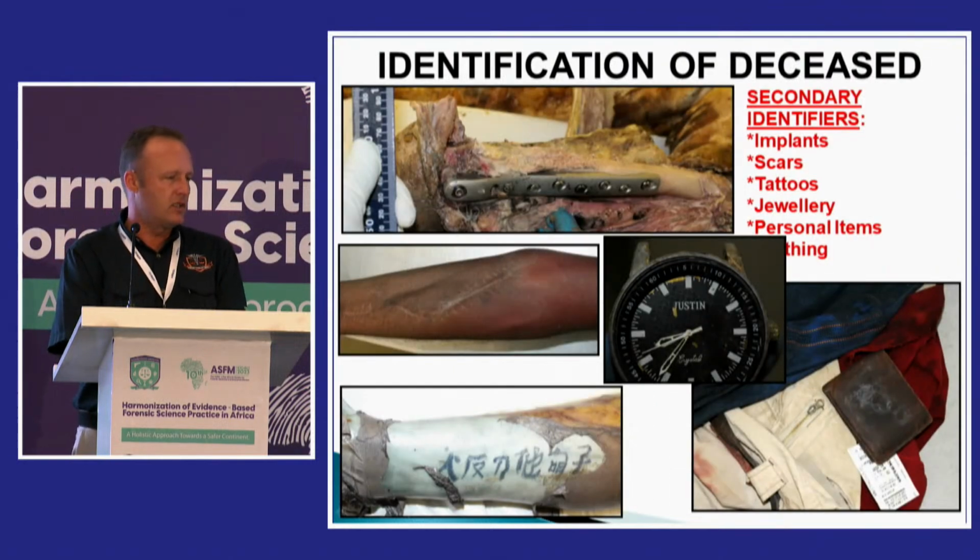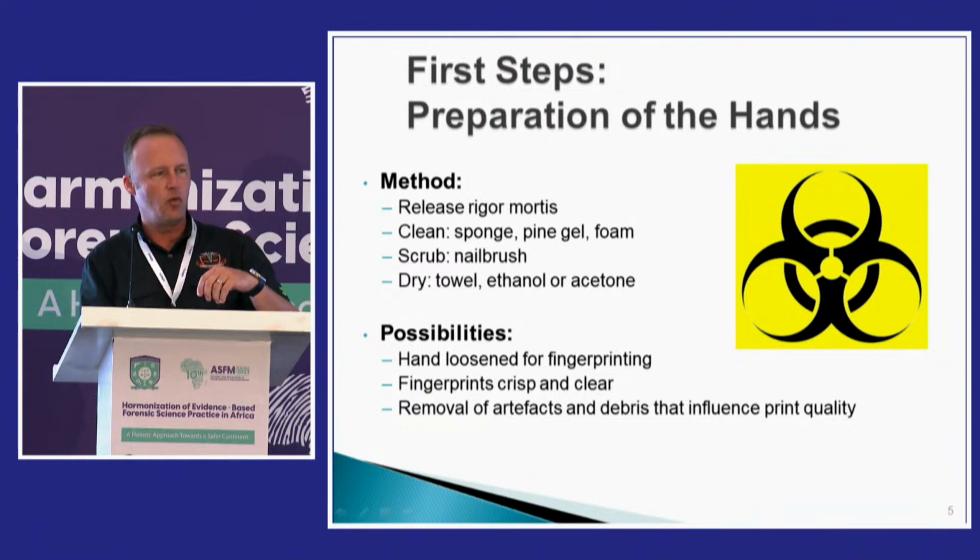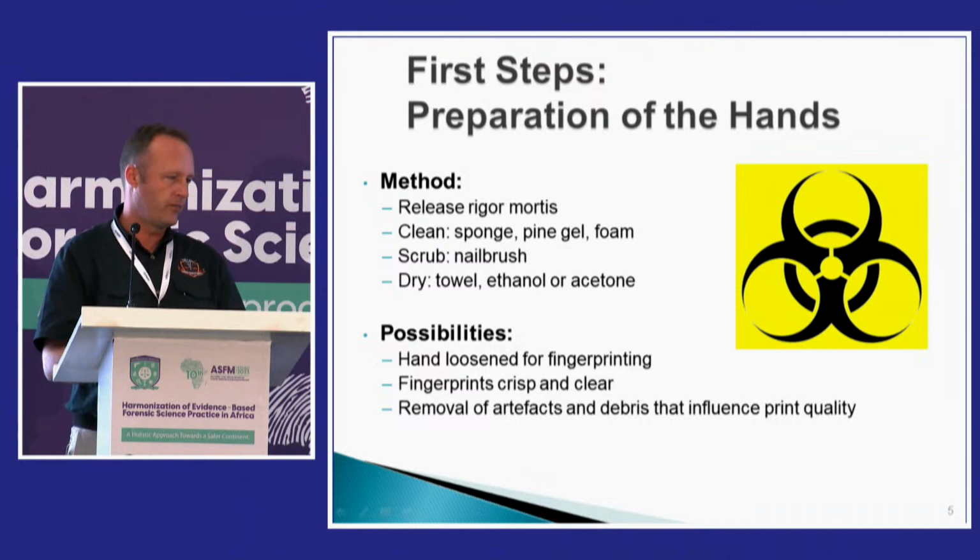Secondary identifiers are the implants, scars, tattoos, jewelry, personal items, and clothing. First steps when we start doing fingerprints on the deceased at facilities is obviously to release the rigor mortis and clean the fingers with a sponge, pine gel, and a nail brush, that nice one that's in the shower that you can clean your nails with. If you don't have one at the facility, take one to the facility, just clean it and take it back home. It's just a joke.